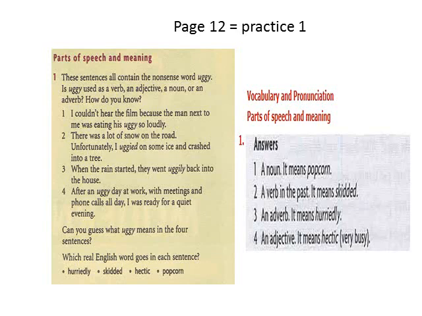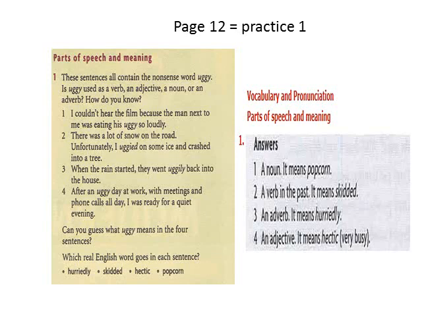Number 1. I couldn't hear the film because the man next to me was eating his aggie. So we have his aggie, and what comes after his is surely a noun, so we will take aggie here to be used as a noun, and it gives us the meaning popcorn from among these meanings below.